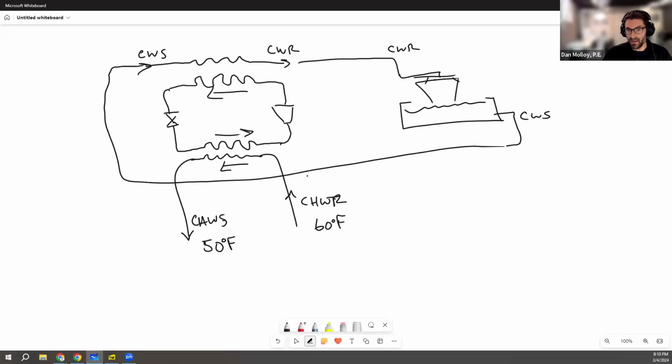And then on the condenser water side, this is going to be hotter, right? Because we're using the phase change of the refrigeration system to transfer heat out of the chilled water and into the refrigerant through the evaporator, and then out of the refrigerant and into the condenser water through the condenser.